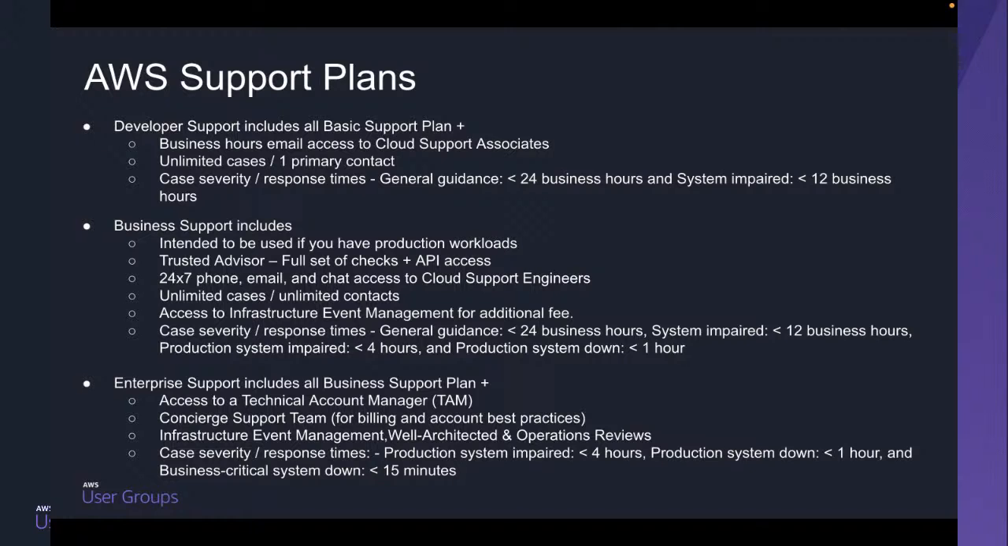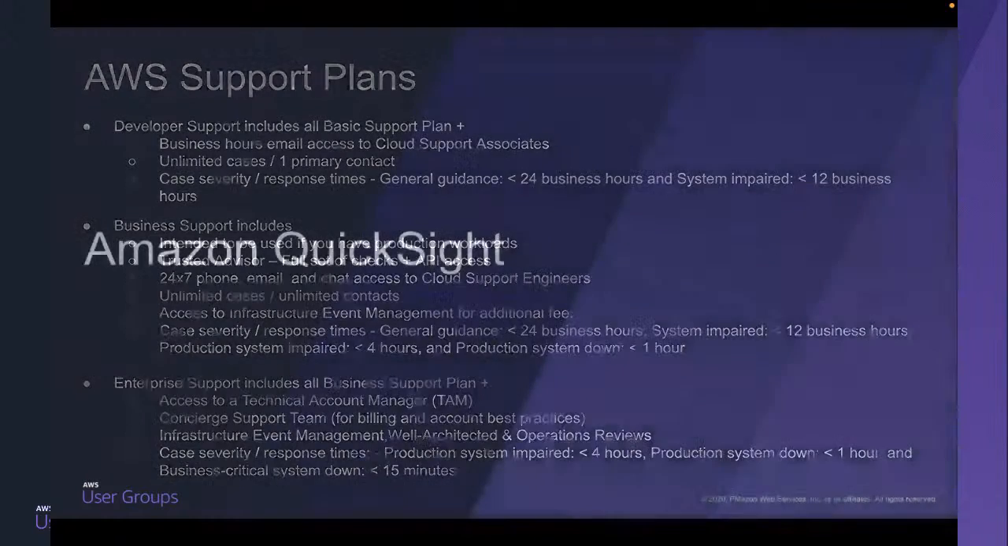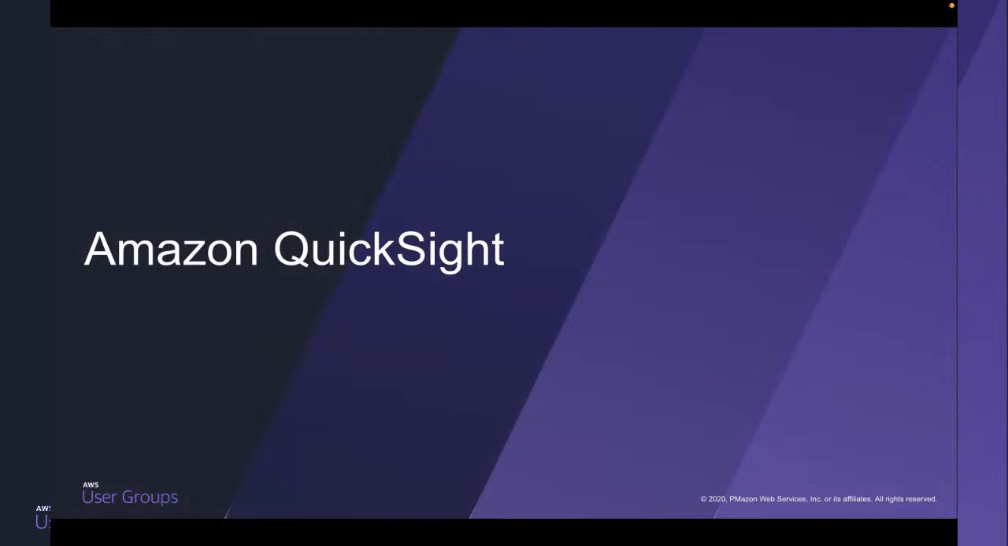So we covered the first topic, the Control Tower. The second is the billing and cost control. The third section for today's session is Amazon Quicksight. Before we jump on to Amazon Quicksight, I'll just take a pause.